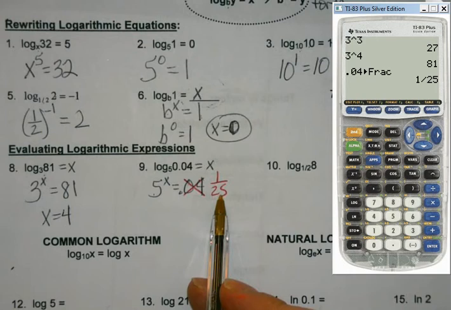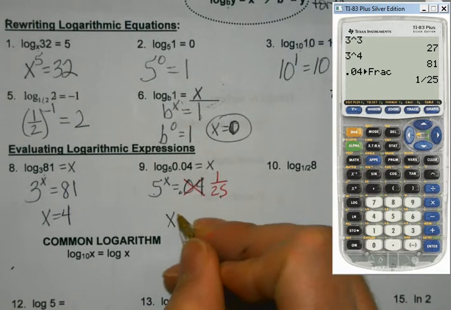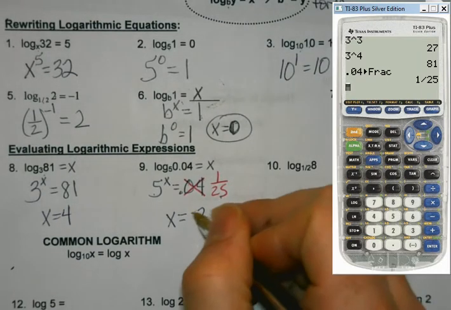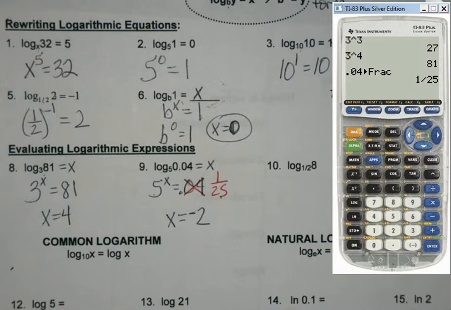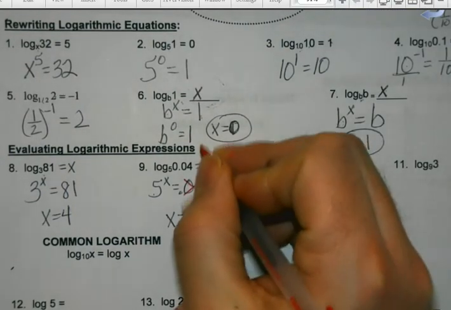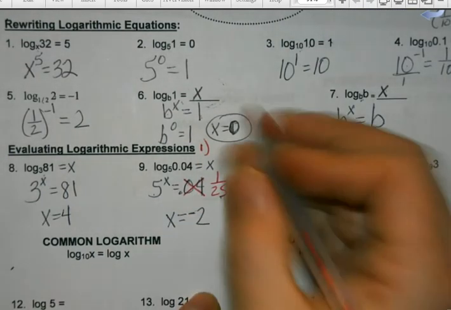5 to what power gets me to 25? 2. But what do I need to do to that exponent? So I need to flip it. Use a negative exponent. So, one thing I might be able to take on here is a generality when I'm trying to do this that I might want to make a note of here. We'll get a couple of special cases.